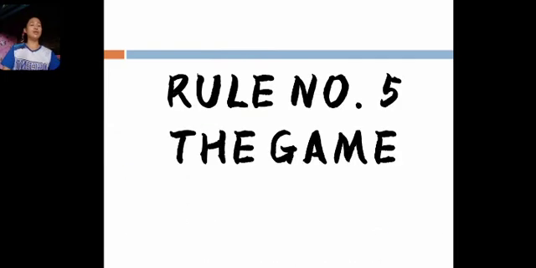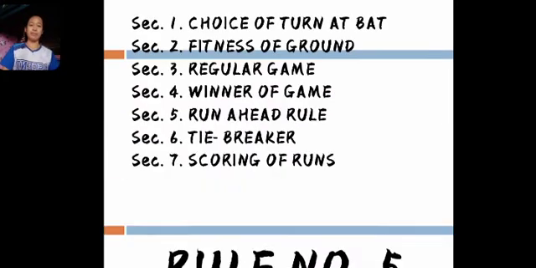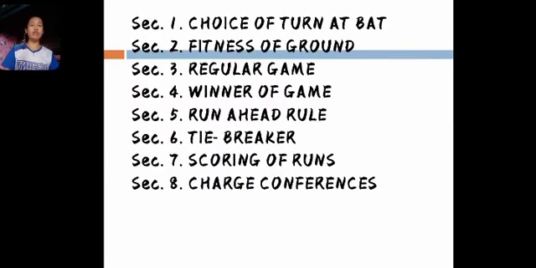Rule number 5, the game. Section 1, choice of turn at bat. The choice of the first or last bat in the inning shall be decided by a toss of a coin unless otherwise stated in the rules of the organization under which the schedule of games is being played. Section 2, fitness of the ground. The fitness of the ground for a game shall be decided solely by the plate umpire.